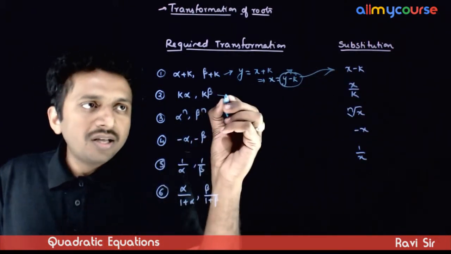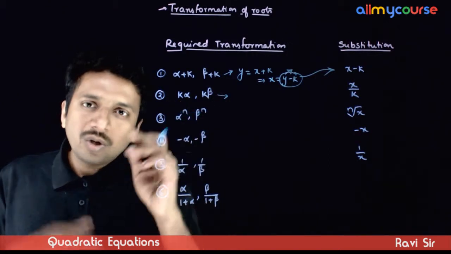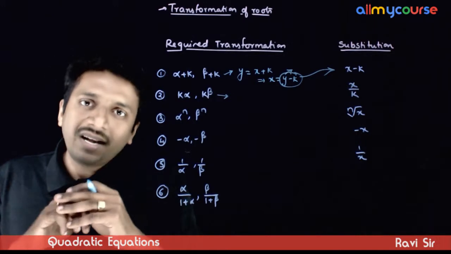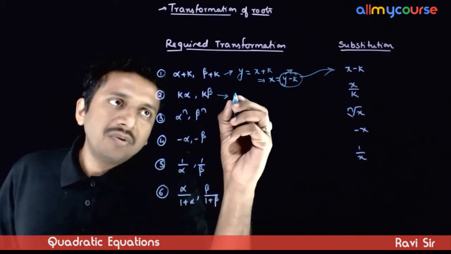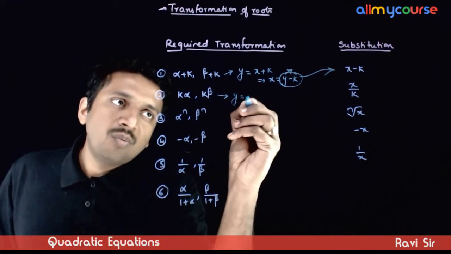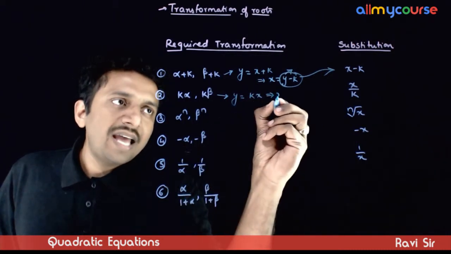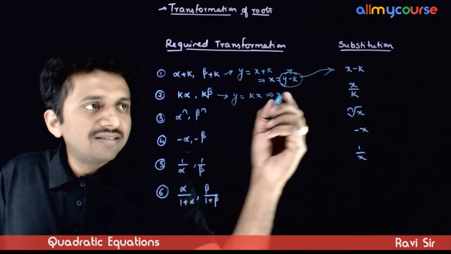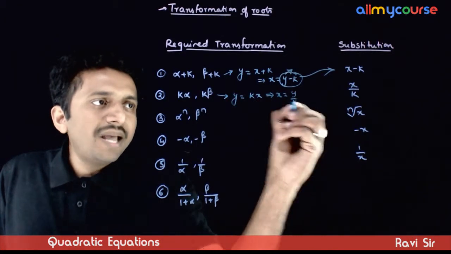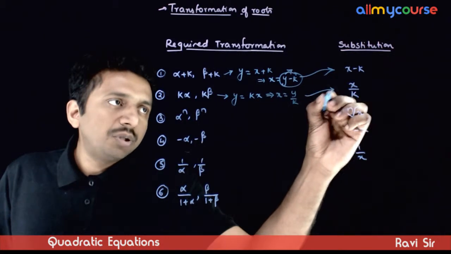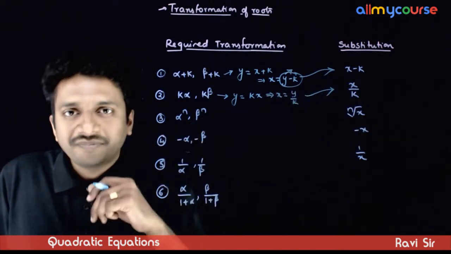Now if you want the roots to be k alpha and k beta, k times alpha and k times beta. Here also the working is very simple. Let us assume y is equal to k times x. So this implies x is equal to what? x is equal to y by k, right? So the required substitution is x by k.